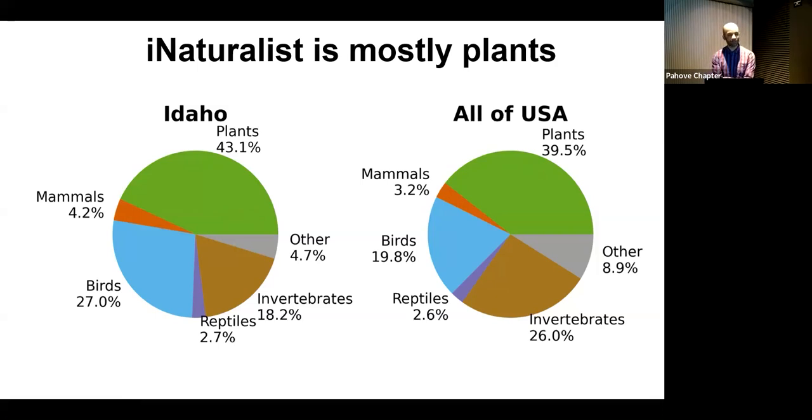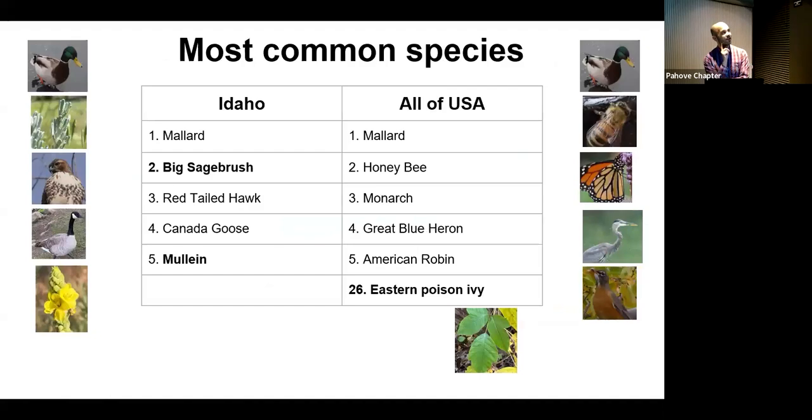But despite being mostly about plants, the number 1 species pretty much everywhere in Idaho and the world are the ducks, the mallards. So the most common species are right here, top 5. We have 2 plants in the top 5, sagebrush and mullein. That's not bad. And then 3 common birds that we see all around town.